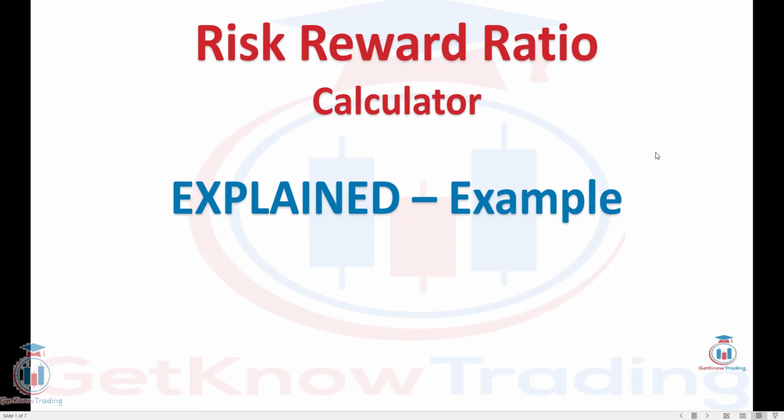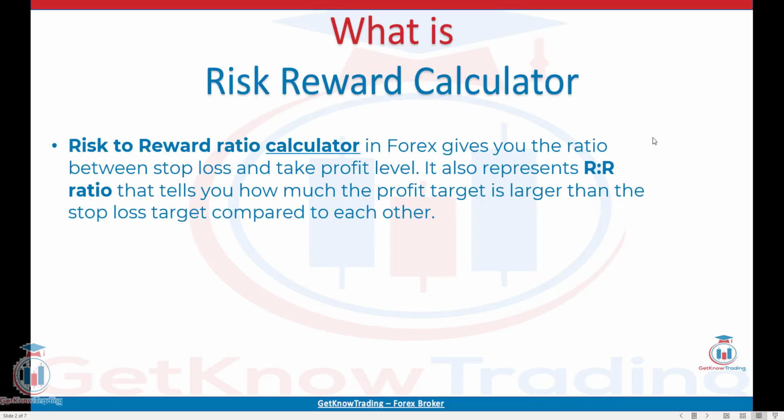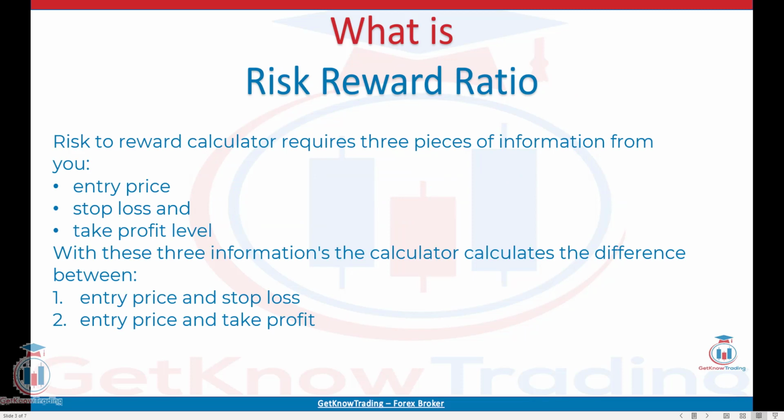So I will share with you a few pieces of information that are very important for this topic. The risk-reward calculator is the calculator that gives you the ratio between the stop-loss and take-profit level. It tells you how much the profit target is larger than the stop-loss target compared to each other. And that is a very important thing to know.